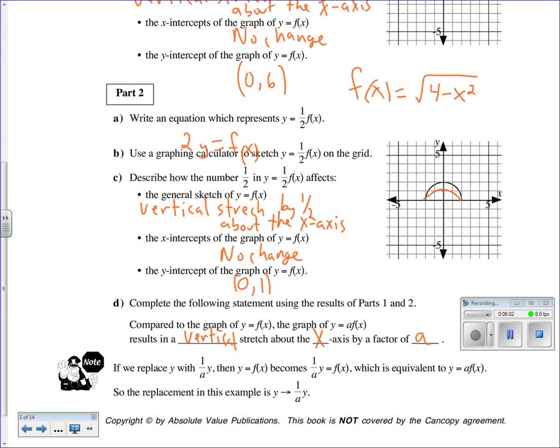If we replace y with 1 over a times y, that's equivalent to the statement being y equals a times f at x. So be careful, note that's possible. Get familiar with either having the a on the left-hand side or the right-hand side. Let's turn the page over.